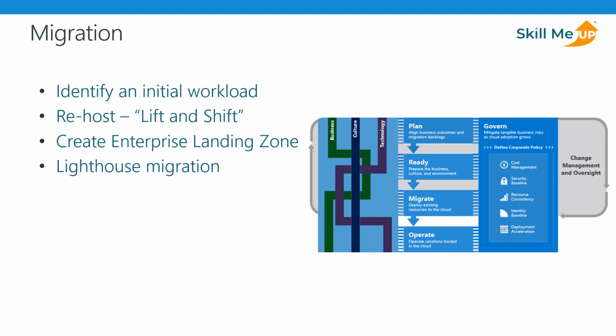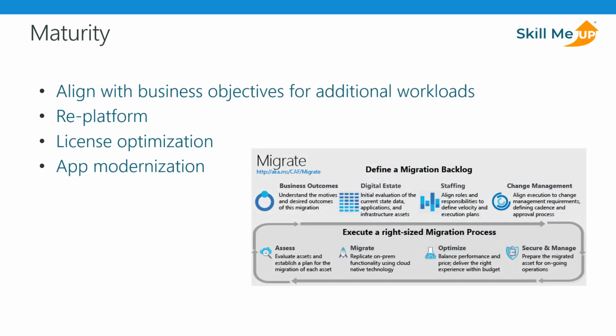We create our landing zone, which is our governance infrastructure for our network and our security and our policies and all of that, for how we're going to create what our baseline is going to be across our organization within that landing zone, and what we're going to utilize there. And then we start to mature, and what we're going to do in terms of license optimization, app modernization, replatforming.